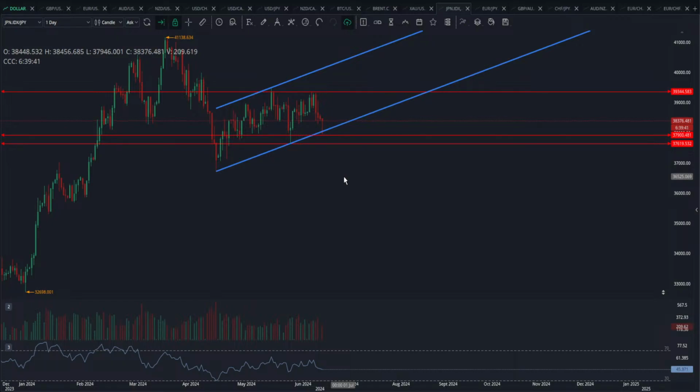38,381 is where the price is right now. It made an intraday low of 37,946. Well, this is a very bullish scenario for this one. 39,344 is what I am expecting on this mark.